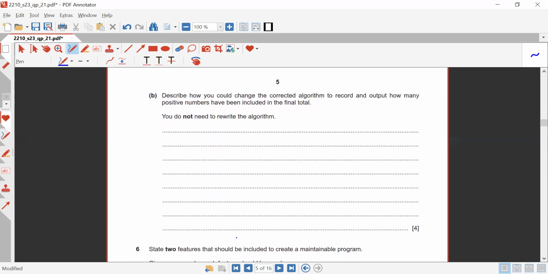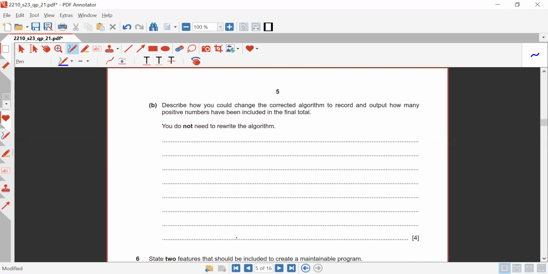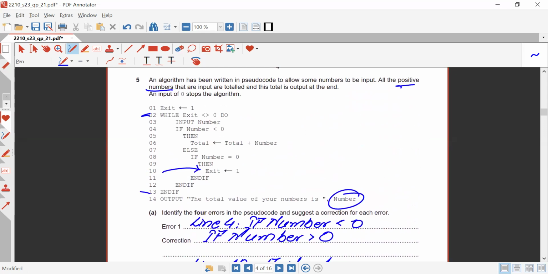Okay. For part B, they are saying describe how you could change the correct algorithm to record an output: how many positive numbers have been included in the final total? Okay, that means right now we were just having the total of the positive numbers. Now we need to count how many numbers were positive. So we need to input a few things. First of all, in this code, we need to initialize the count value.